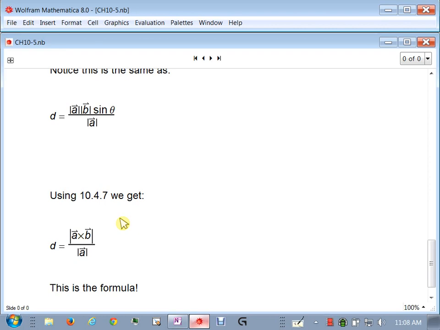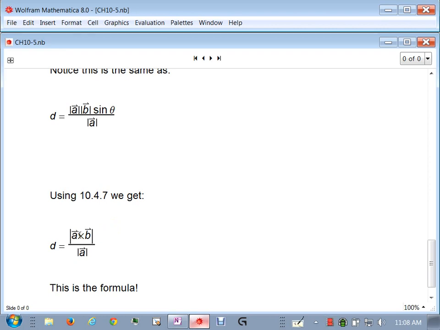Now notice in this formula there's no more theta. So all you have to do to find that distance is take the magnitude of the cross product. Sorry, magnitude of A times magnitude of B times sine of theta is the magnitude of the cross product. That's why the top is a magnitude. And then over the magnitude of A, that's the A we had to introduce for the 1. So this is a nice formula. All we have to do is cross 2 vectors. That's pretty much all the work that's required.